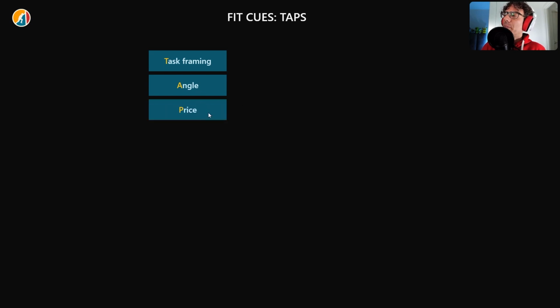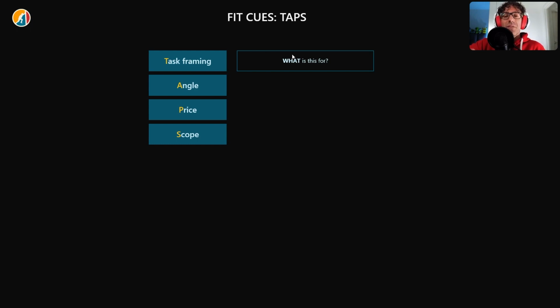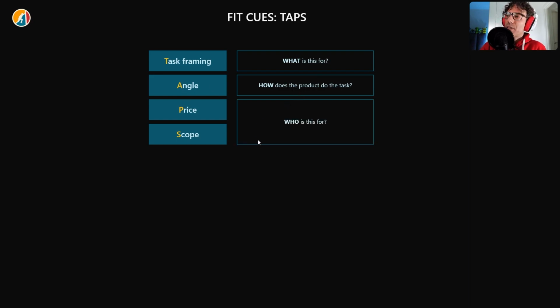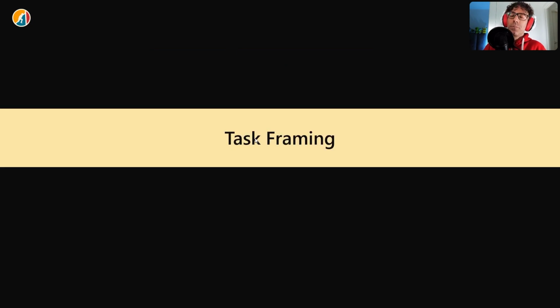And what are these fit cues, also called tabs? The task framing, the angle, the price, and the scope. Task framing is signaling what this thing is for, the angle is how the product does the task, and price and scope is who this thing is for. So let's see some examples to better understand that.